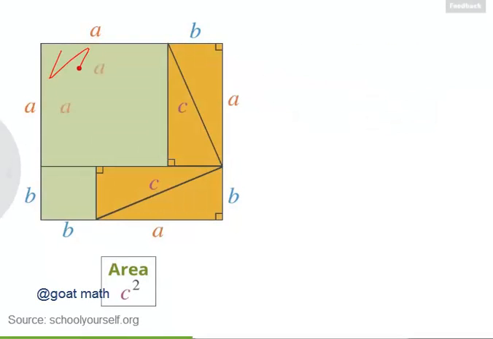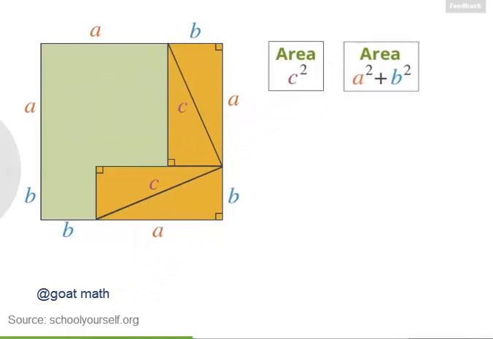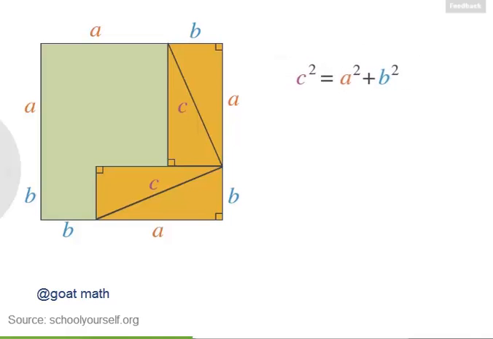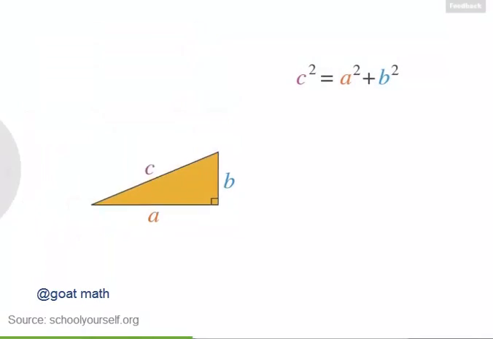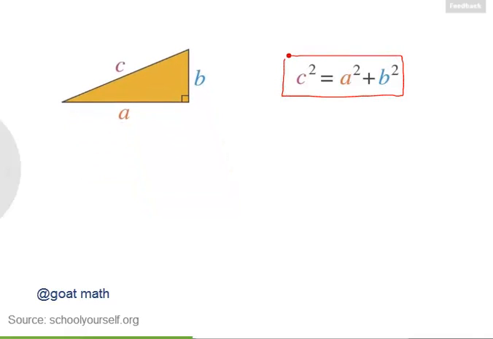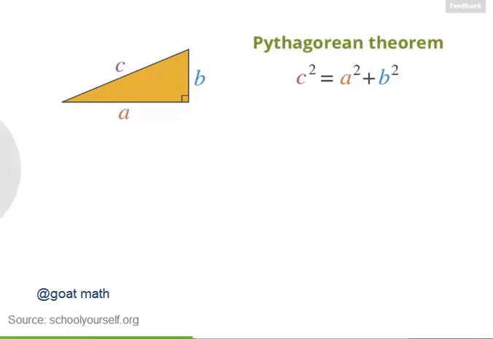Excellent work! This top square has an area of a squared, and this bottom square has an area of b squared. So by rearranging a few pieces of the green region, you found that its total area is a squared plus b squared. And so we found two expressions for the area of the green region, so these two expressions must be equal. In other words, c squared equals a squared plus b squared. And this relation is called the Pythagorean theorem.